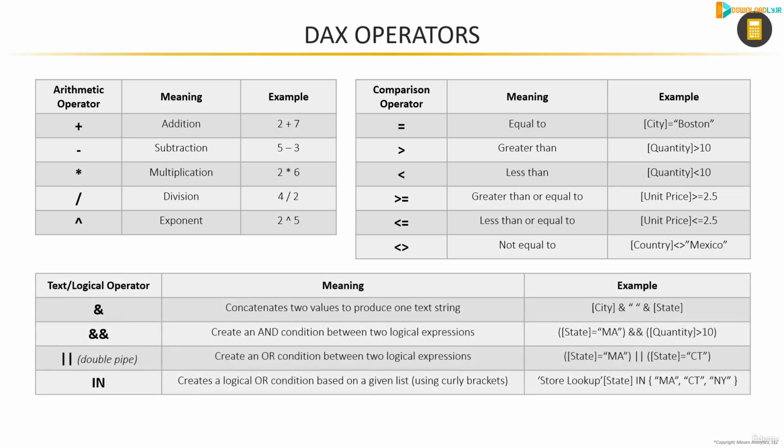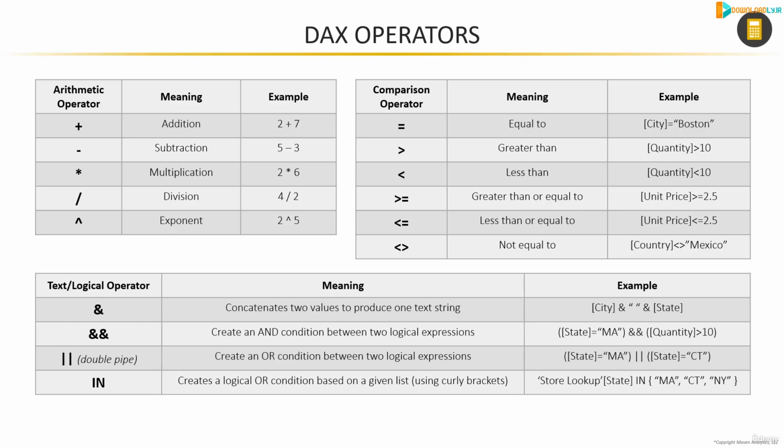And then where it gets a little bit more interesting is with the text and logical operators. And these ones are a little bit different from other formula languages that you may be used to. So one of the consistent ones is using the ampersand as a concatenation tool, where you can combine values to produce a single text string. But some of the newer ones are the double ampersand, which is an AND condition, or the double pipe, which is an OR condition. And on most PCs, you can find that pipe icon by holding Shift and pressing the key right beneath the backspace.